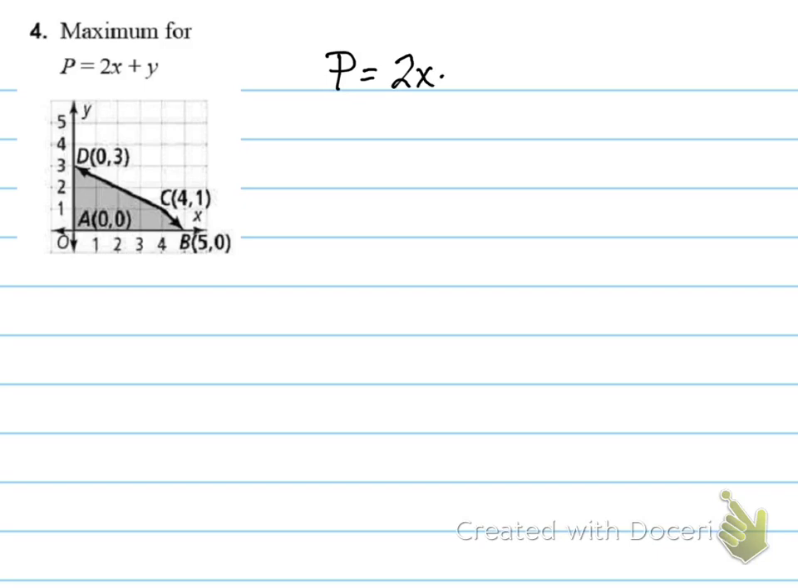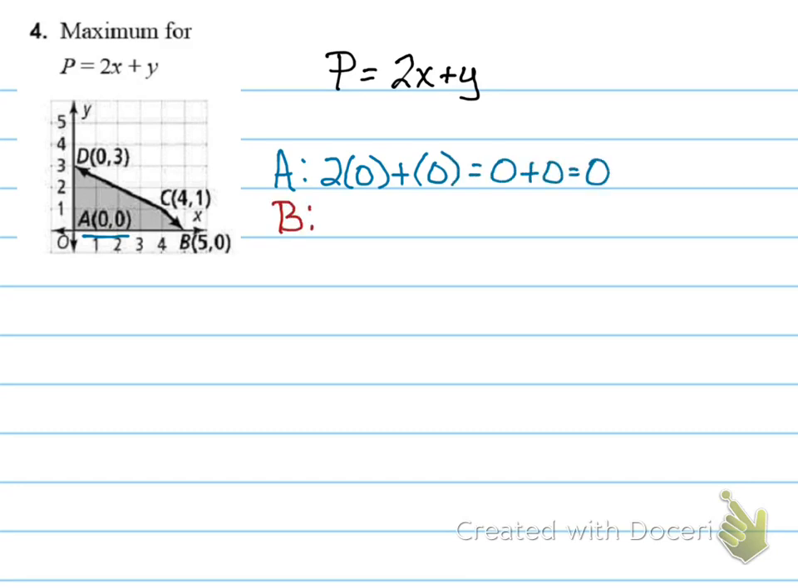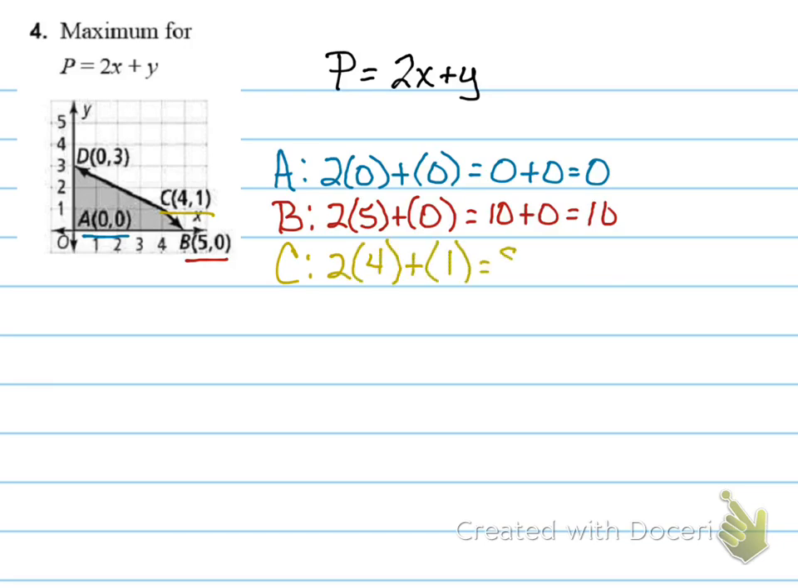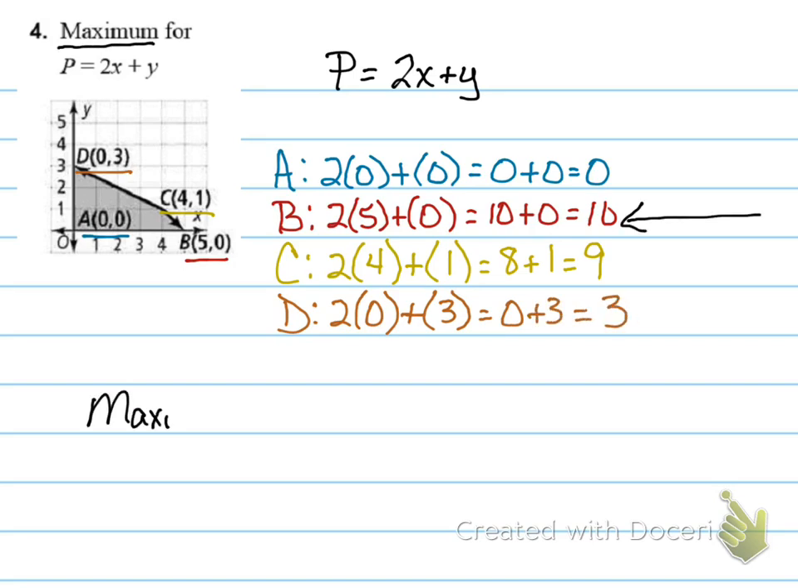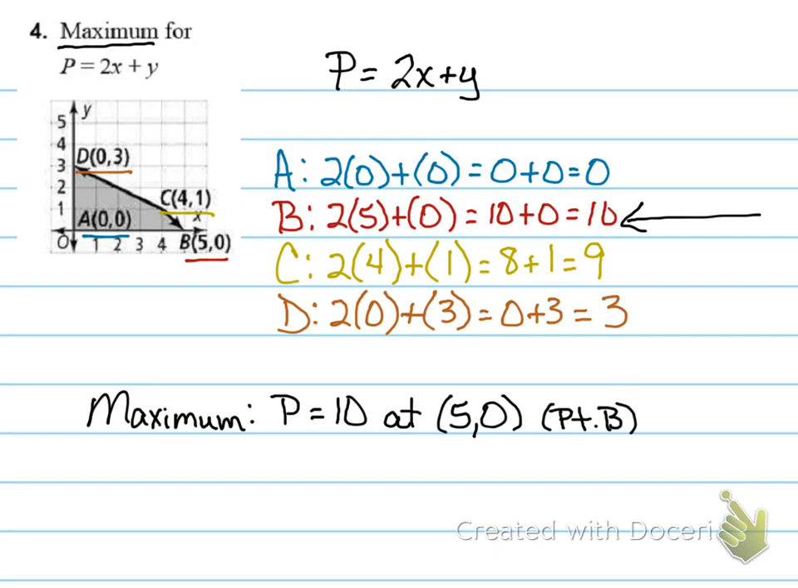Number 4, we're looking for the maximum at 2x plus y. At point A, which is 0, 0, I get a total of 0. At B, I get a total of 10. Point C at 4, 1 gives me a total of 9. Point D at 0, 3 gives me a total of 3. So my maximum is profit is equal to 10 at 5, 0, which is point B.